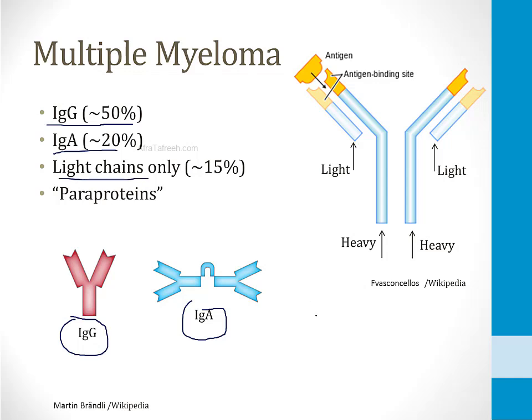So let's recall what light chains are. Antibodies have a heavy chain, as I've shown in this picture on the right side of the screen, and also a light chain. So in about 15% of cases of multiple myeloma, light chains only are produced. And whatever type of immunoglobulin is produced, whether it's IgG, IgA, or light chains, when these immunoglobulins are produced in excess by a malignant myeloma cell, we call them paraproteins.